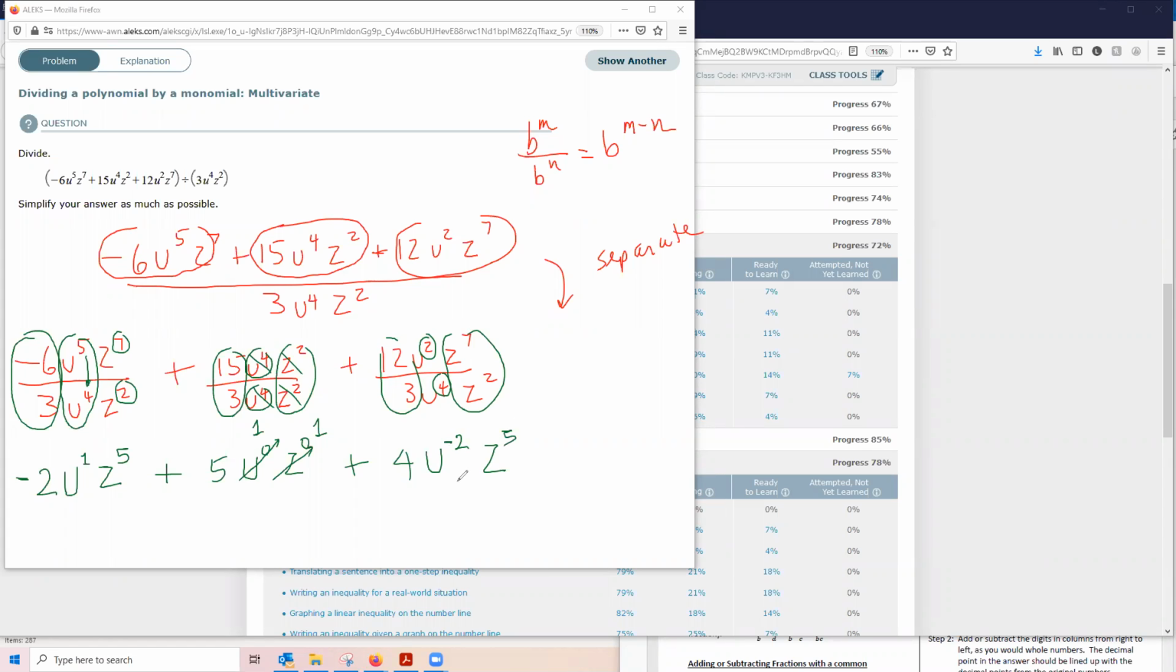The only other thing I could do here is get rid of negative exponents. So here's what I have. Negative 2 u z to the 5 plus 5 in the middle plus 4 z to the 5. And you remember, to get rid of a negative exponent, move it down to the denominator. So I'm going to move it down to the bottom of the fraction, and you flip the exponent to be a positive value. So again, what we did here is we took the problem, wrote it as a fraction, then separated into 3 separate fractions, and then simplified each fraction individually.